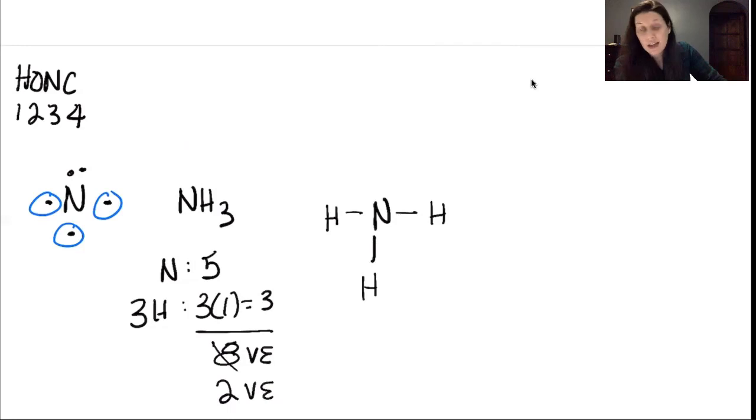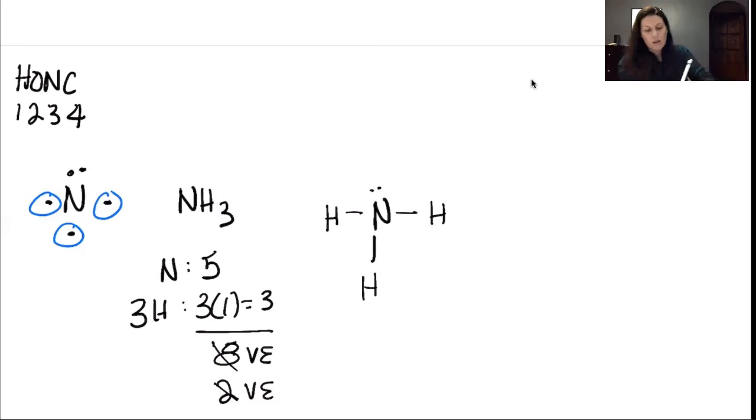All right, so now we have 2 more valence electrons. We're not going to add them to hydrogen. They all are all set, so we will just add our remaining 2 valence electrons to nitrogen. Does nitrogen have an octet now? Yes, it does. It has 6 electrons around it in single bonds and 2 non-bonding electrons.